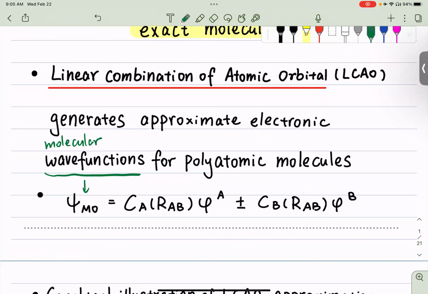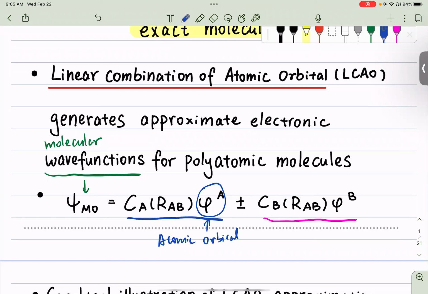On the right-hand side, we have 2 different terms. These 2 terms are, the left one, the atomic orbital of atom A, and then the right term, the atomic orbital of atom B.